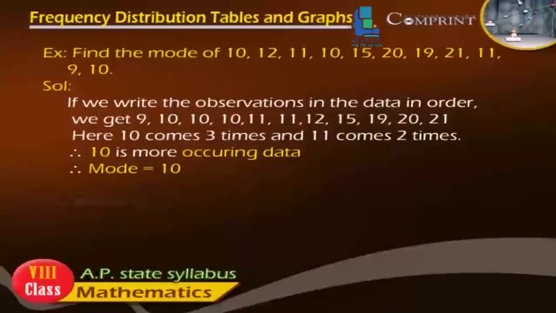Example: find the mode of 10, 12, 11, 10, 15, 20, 19, 21, 11, 9 and 10. Solution: if we write the observations in order, we get 9, 10, 10, 10, 11, 11, 12, 15, 19, 20 and 21. Here 10 comes 3 times and 11 comes 2 times. Therefore 10 is the most occurring data. Therefore mode is equal to 10.